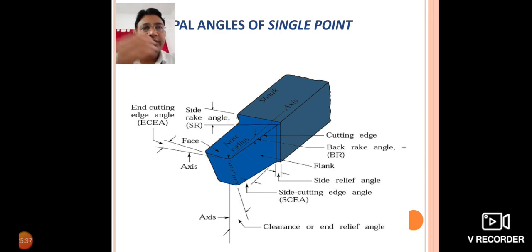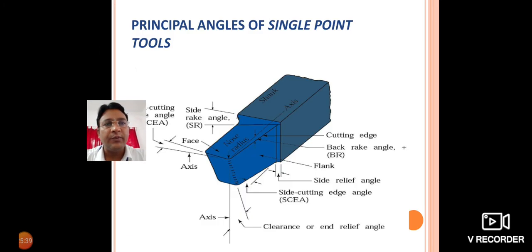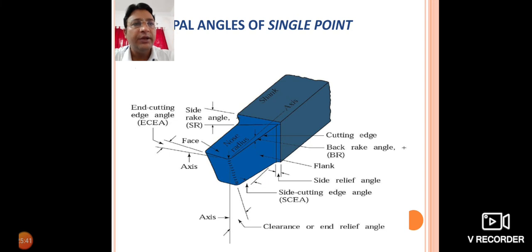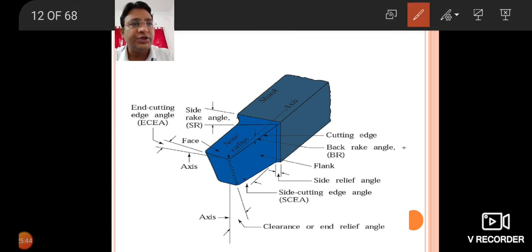Now the next thing is, what are the principal angles of a single point cutting tool? This is basically a single point cutting tool, so we will just get its introduction. This is the shank, the part that is held in a tool holder, that means the body of the tool. Then this is the face. Then the flank means this part, the side flank.